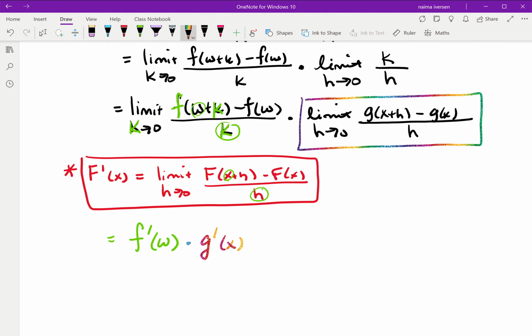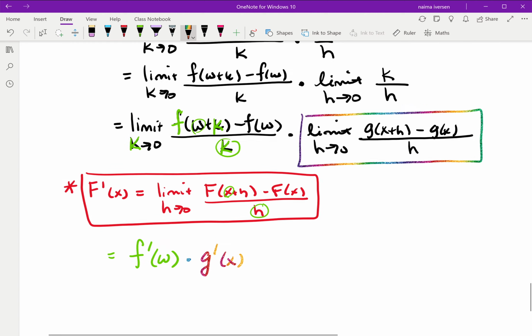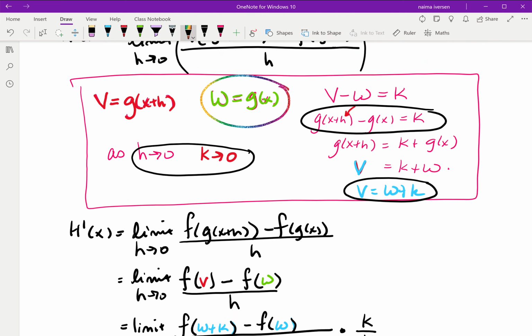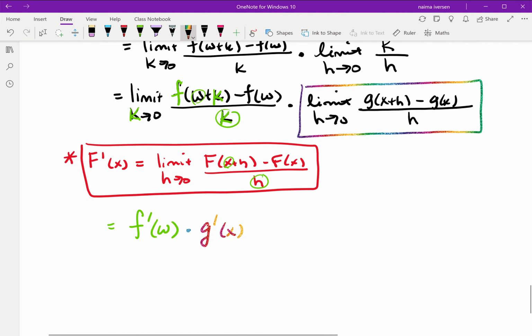Going right back to the beginning and taking a look at what w equaled, I'm going to go back up in here. What did w equal? Oh, it was g of x. Going right back up there, what we have is f prime of g of x times g prime of x.